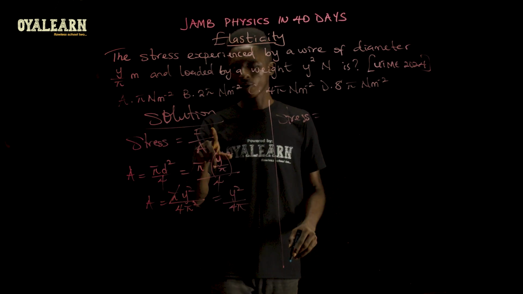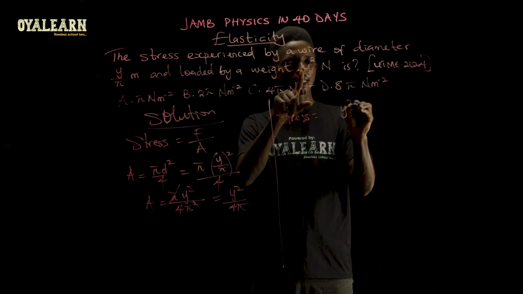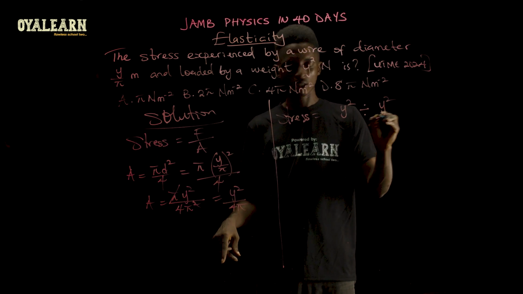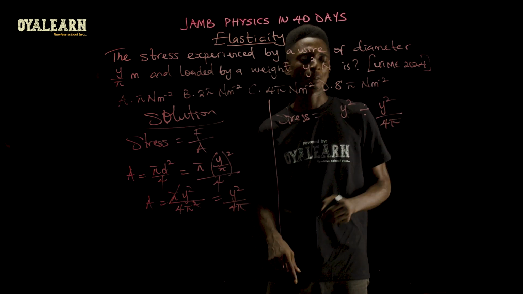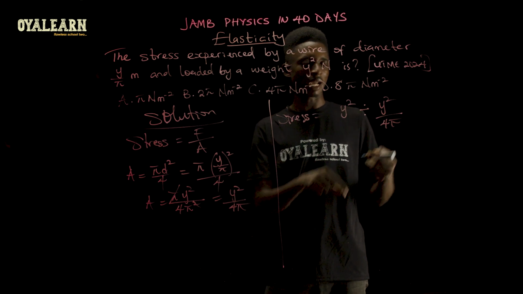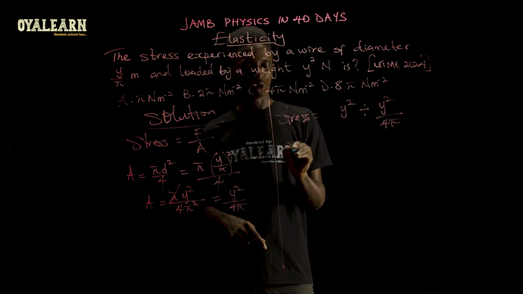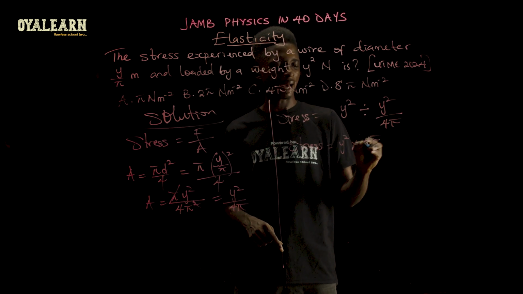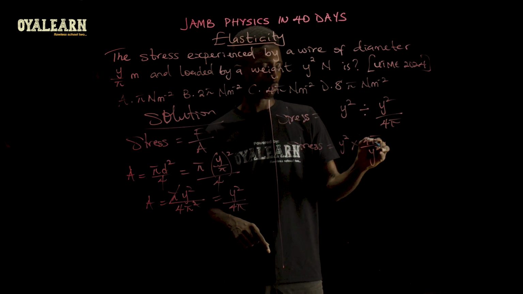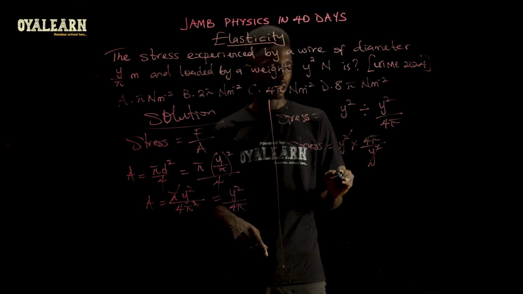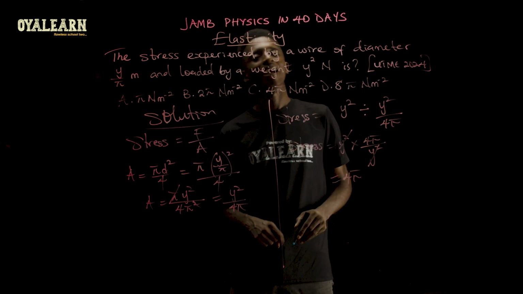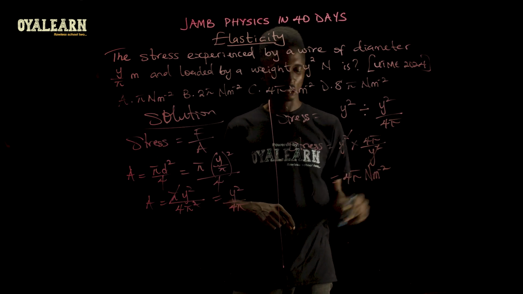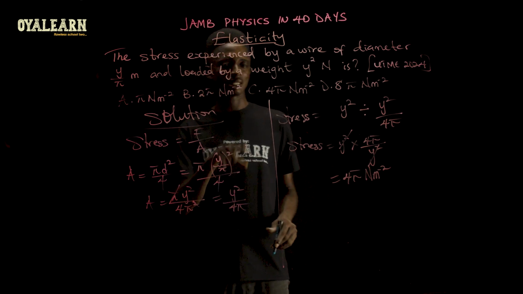The stress is therefore force divided by area. The force is y squared, and the area is y squared over 4 pi. When we change this division sign into a multiplication sign, we flip the fraction. So the stress is y squared multiplied by 4 pi, all divided by y squared. The y squared cancels y squared, so the stress is 4 pi. The unit of stress is Newton per meter squared. So the correct option in this case is option C.